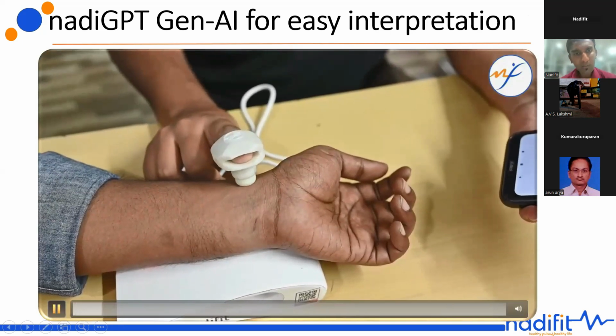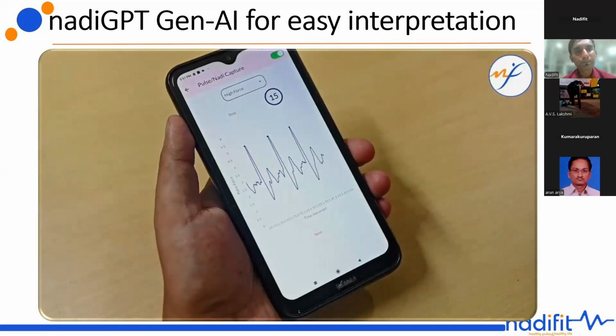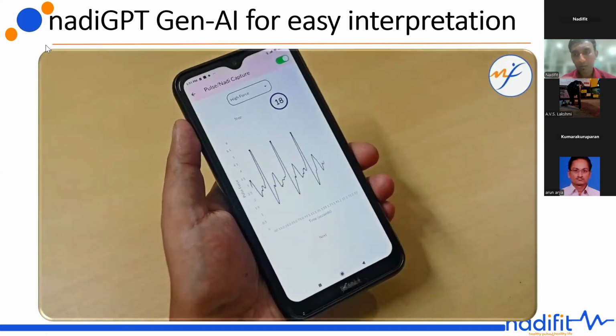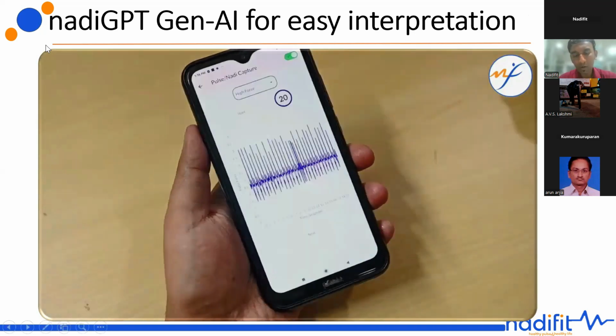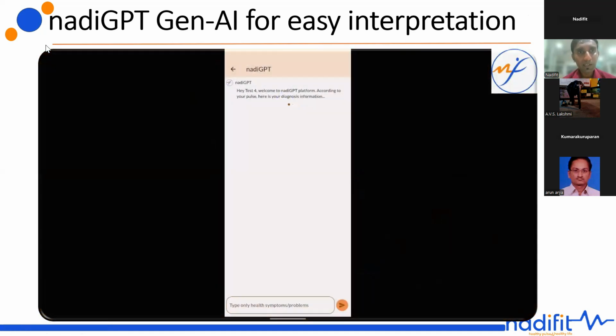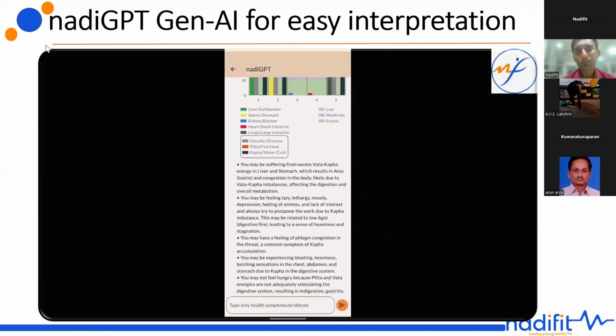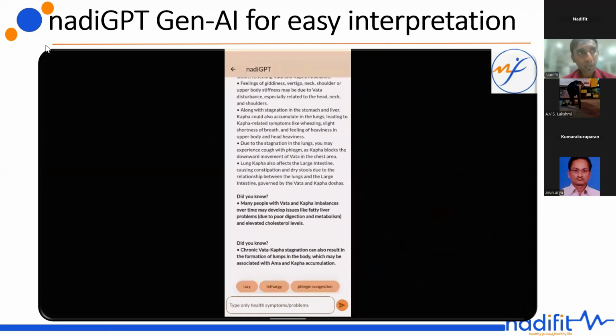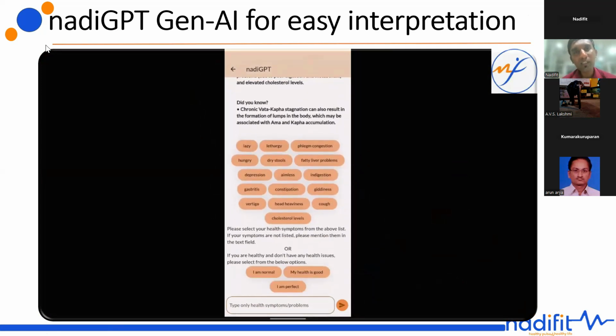So we take the pulse at one position. We record the Nadi patterns for 20 seconds. Earlier we were in the TCM version. We were generating the diagnosis report in the TCM language.